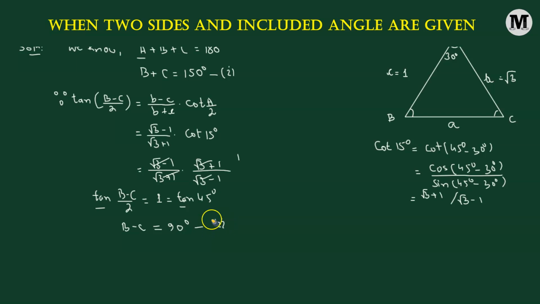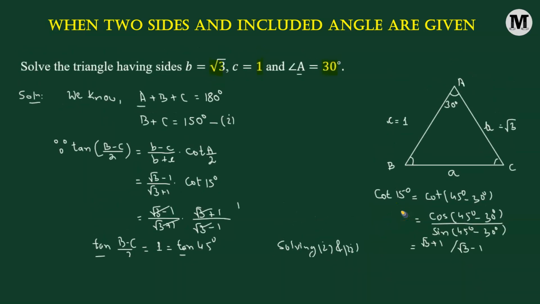So this gives us the second equation. Now it's very easy to solve equations 1 and 2. We add the two equations to obtain the value of B, and then we subtract them to obtain the value of C. So angle B comes out to be 120 degrees, and the measure of C comes out to be 30 degrees.